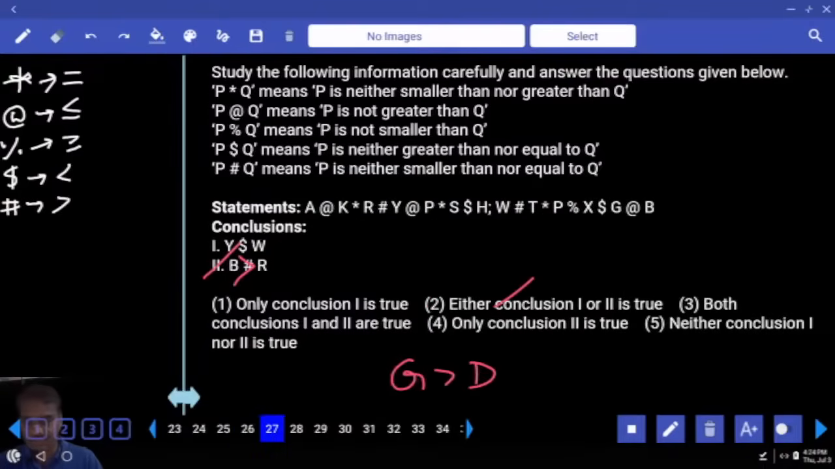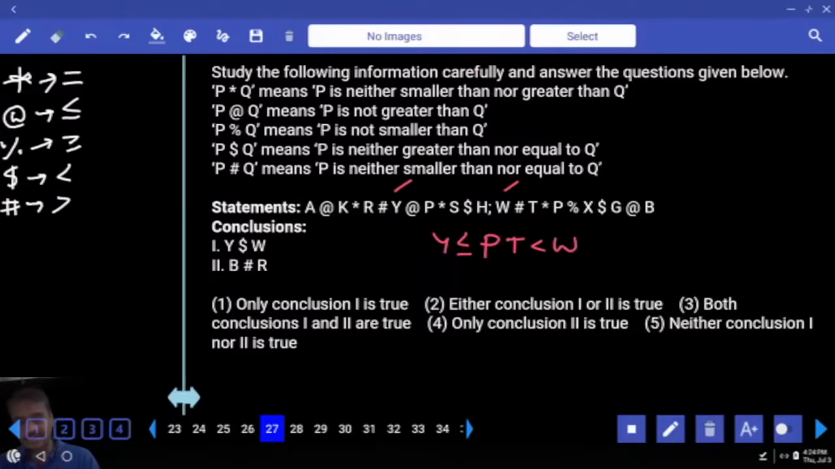Then the 27th one. Now 27, Y and W. Now Y is here and W is here. Which element is common between these two? P is common. Y at the rate of Y lesser than or equals to P. And P and W. And P star T. Star means P equals to T. W hash. Now W greater than T, T lesser than W. W and Y and W. Y lesser than W. Y lesser than W, definitely true.